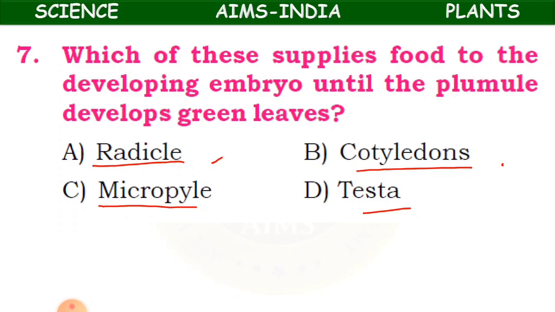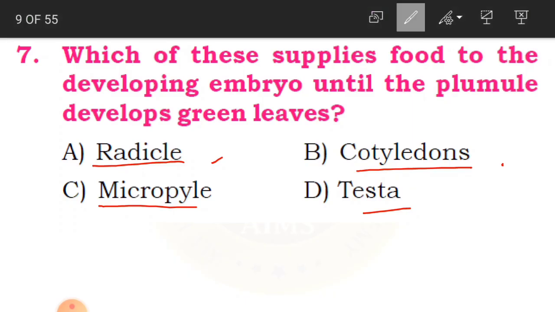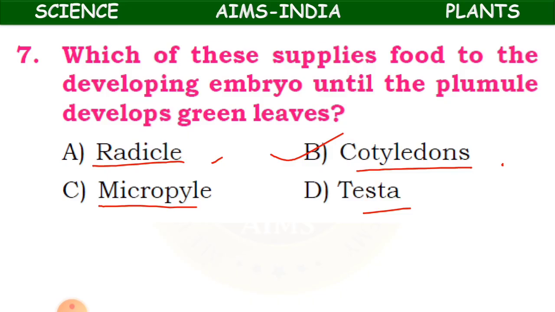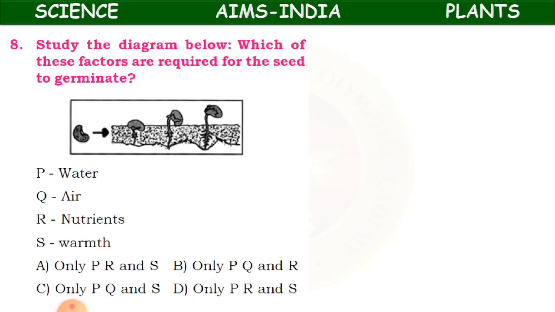Okay, and from these, which is going to supply the food to the developing embryo? Embryo is nothing but the baby plant. Until the plumule develops green leaves. What is the correct answer, children? Yes, it is B option, cotyledons. Okay, children, clear? Now we'll go to the 8th question here.